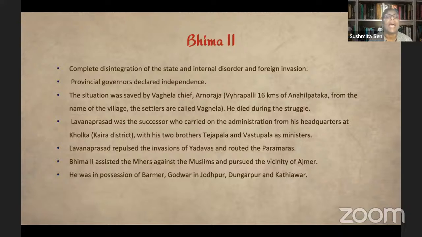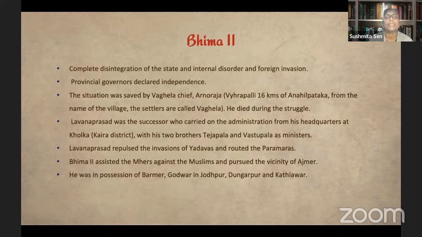And then his son, Lavana Prasad, took over the administration from his headquarters at Kaira, along with his two brothers, Tejapala and Vastupala, as ministers. So Lavana Prasad repulsed the invasion of the Yadavas, and then he entered into a treaty with the Yadavas, and both of them were able to root out the Parmas.